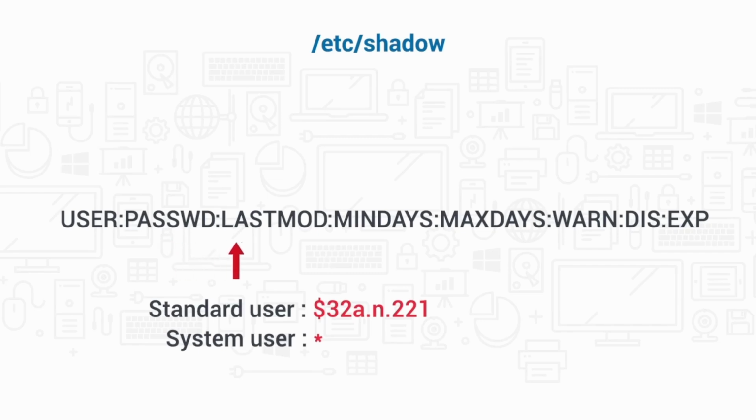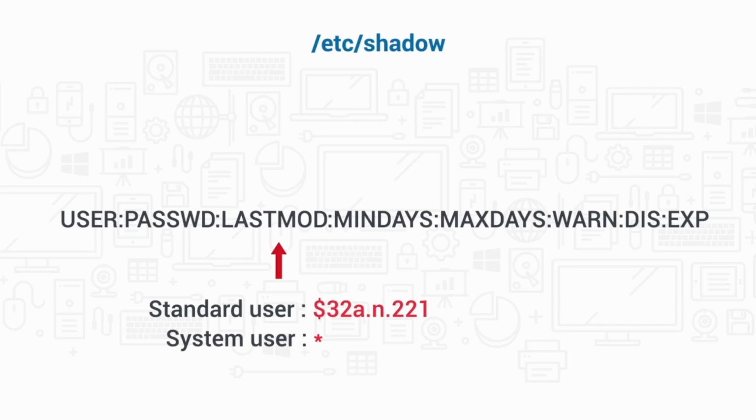The next field is the last modified field. This field displays the number of days since January 1st, 1970 that the password was last changed. So when you see a huge number here, just remember that it's counting all the days between January 1st, 1970 and the day the password was last changed.